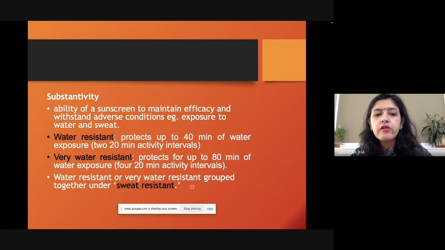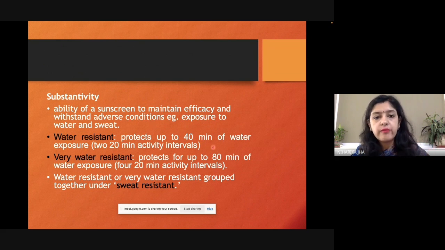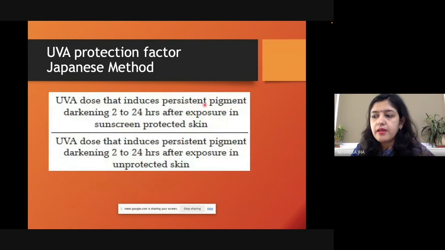Substantivity. This we have already talked about. That is the ability of the sunscreen to maintain efficacy and withstand adverse conditions such as exposure to water or sweat. Water resistant protects up to 40 minutes of water exposure, and that means 220 minutes activity interval. While very water resistant provides protection for up to 80 minutes of water exposure. That is 420 minutes of activity interval. Together, water resistant and very water resistant are grouped together as sweat resistant. This was about UVB protection factor.